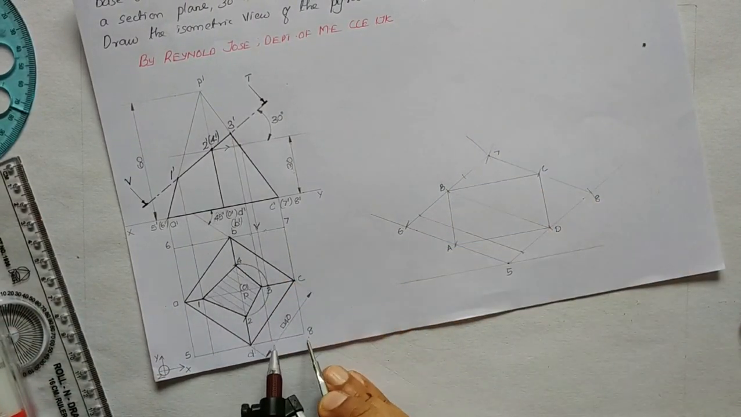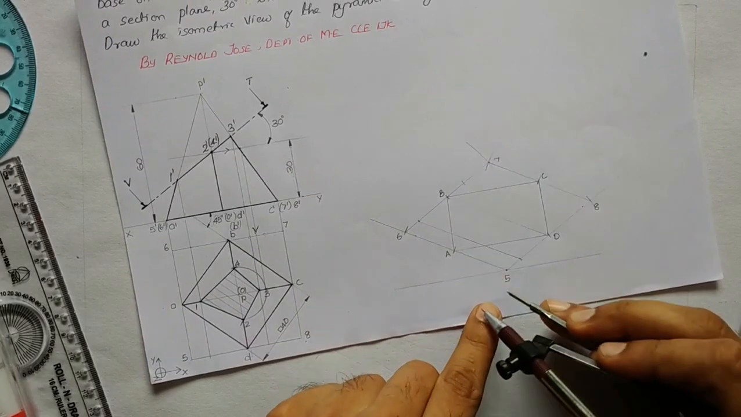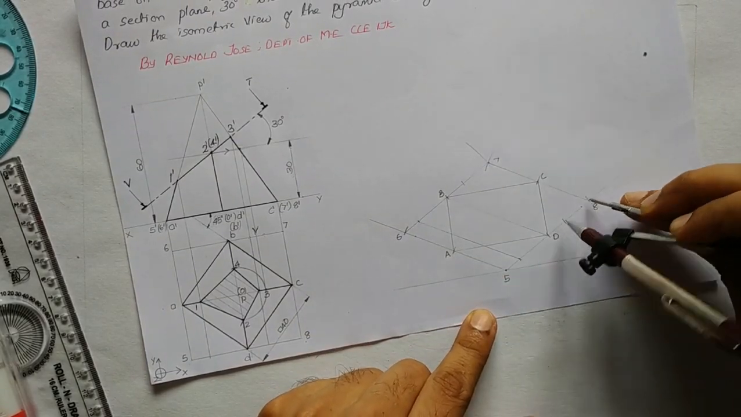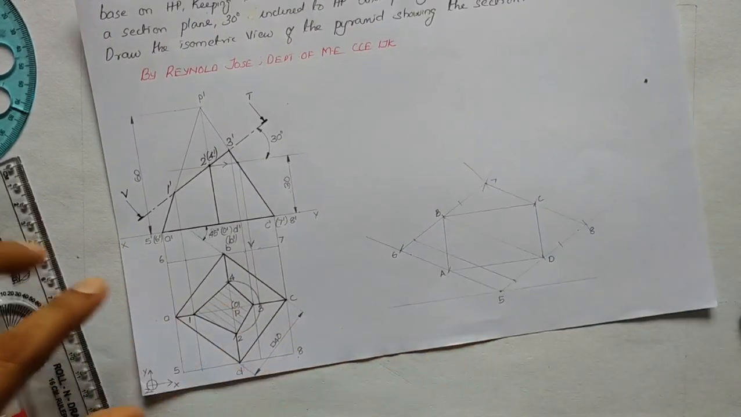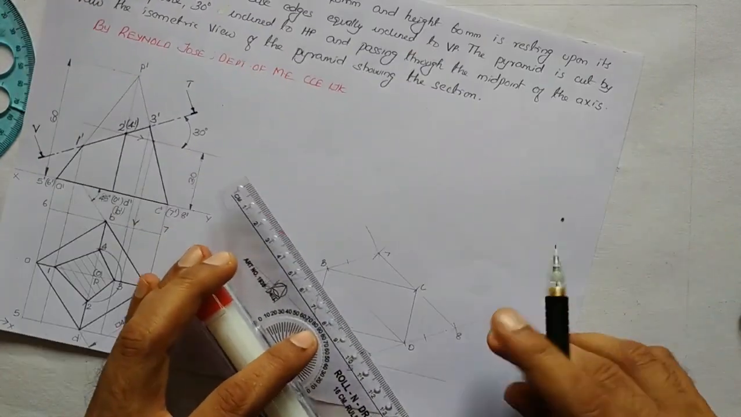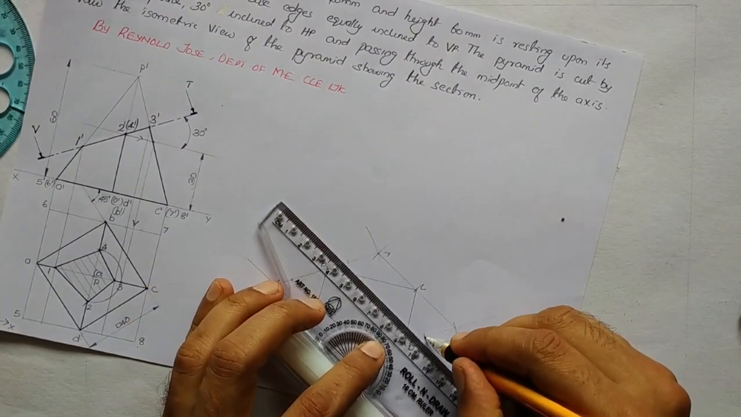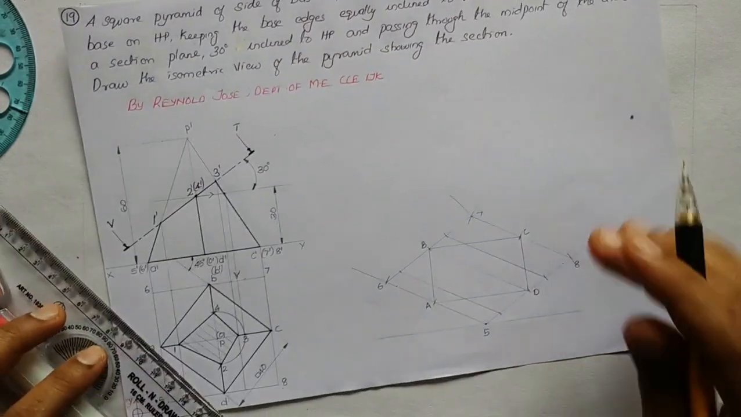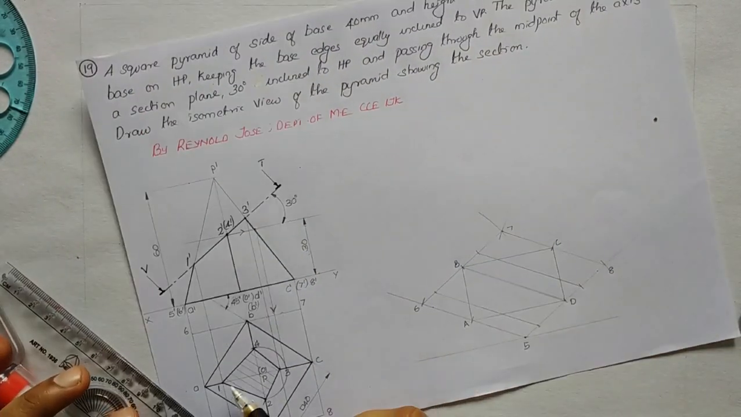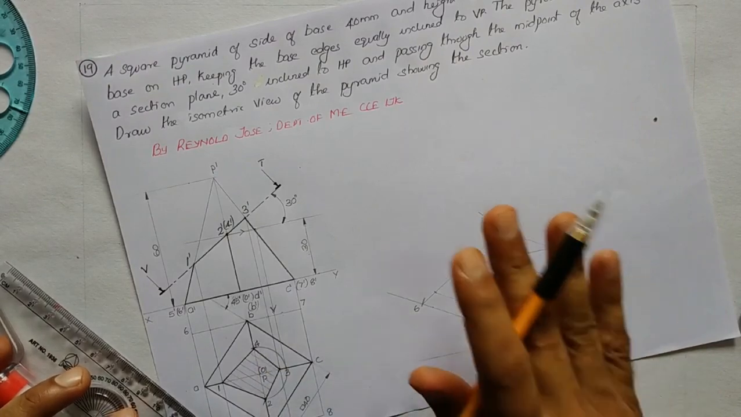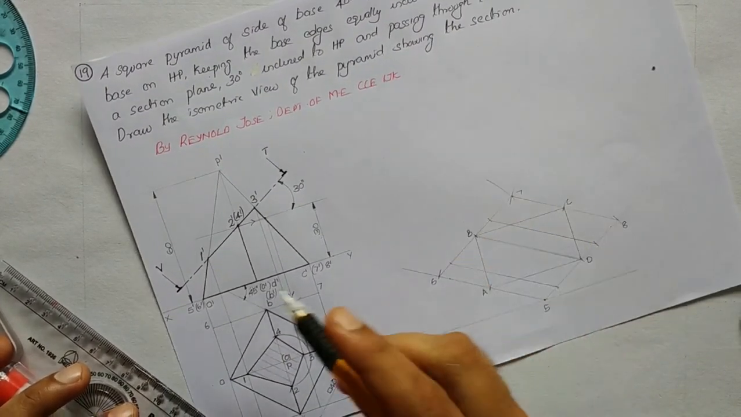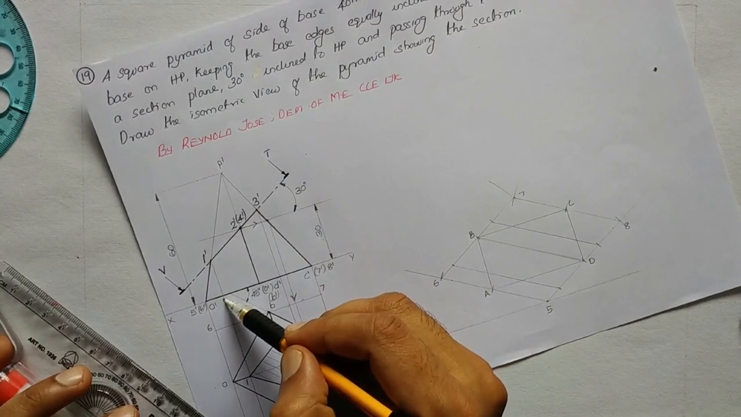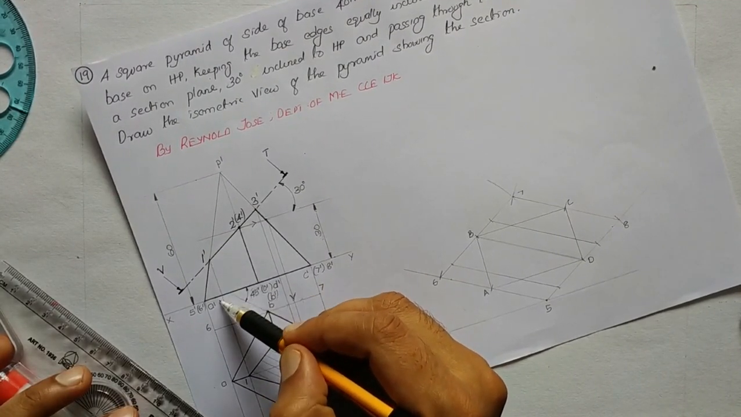So this measurement and this measurement are the same. It is along 5 8. So join these two arcs. We shall mark 1 2 3 4 onto this isometric view now. So here 1 dash and the base, it is having a specific height.